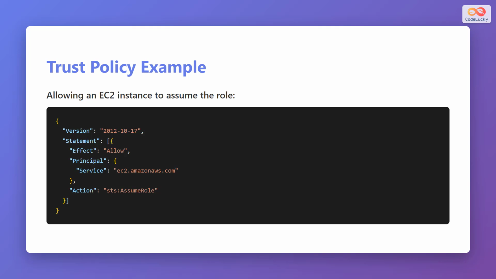Here's an example of a trust policy that allows an EC2 instance to assume a role. The policy has a version field set to 2012-10-17, which is the current policy language version. The statement contains the access rules. The effect is set to allow, meaning we're granting permission. The principal section specifies that the EC2 service, identified by ec2.amazonaws.com, is trusted. The action is sts:AssumeRole, which is the API call used to assume the role. This policy essentially tells AWS that EC2 instances are allowed to take on this role and use its permissions.